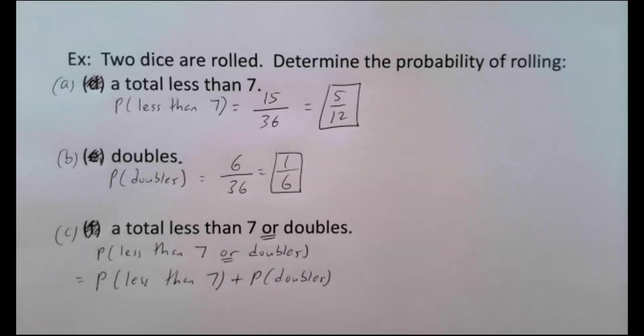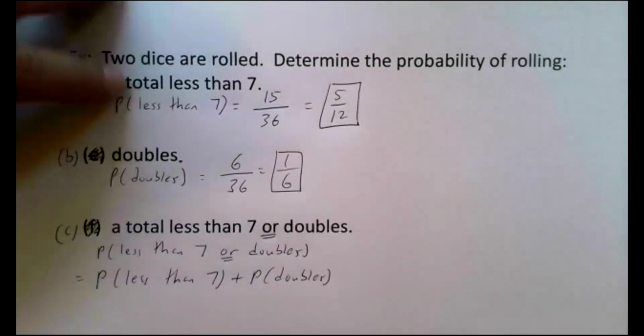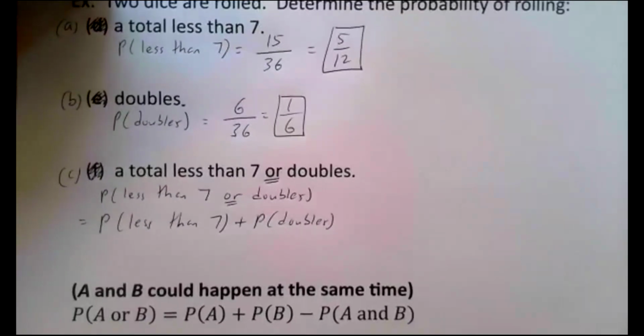It is possible you could roll two dice and they happen to total to less than 7, but they also happen to be doubles at the same time. And because of that, there are some elements that we counted in both of these. We double counted some things. That's why we have this other formula.